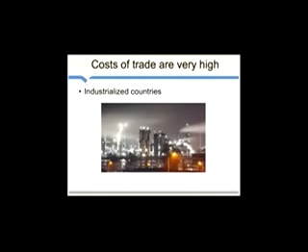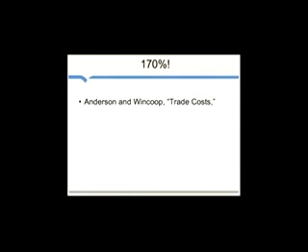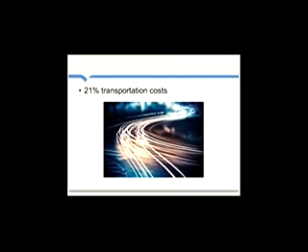And let's take a look at just how high the costs of trade seem to be in the gravity literature, and let's start with industrialized countries. To take one known estimate, again for developed nations, from Anderson and Wynkoop, the costs of trade across borders are on average about 170%. Of that sum, they estimate that about 21% is transportation costs, about 44% is border-related costs, having to deal with paperwork or bureaucracy or tariffs or different cultures or different regulatory standards.